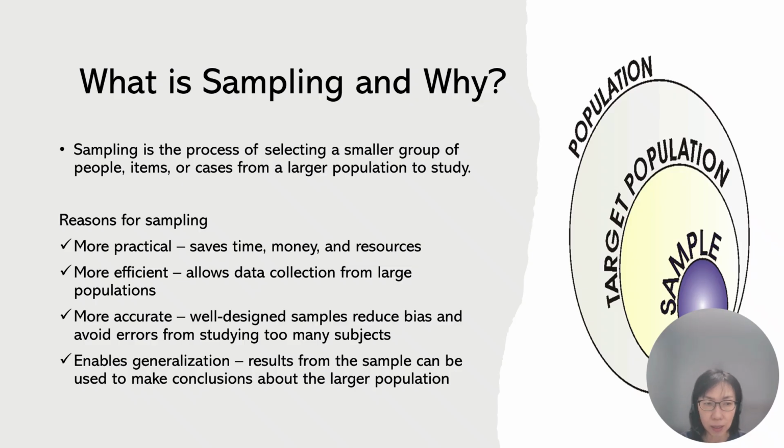The third reason is that it is more accurate. Generally, a well-designed sample will be able to reduce bias and also avoid errors that potentially arise from too many subjects. The fourth reason is that sampling enables generalization. Most of the time when we are conducting research, we are collecting a sample from the large population because we want to infer from the sample to the large population. Based on all these reasons, sampling is always conducted.